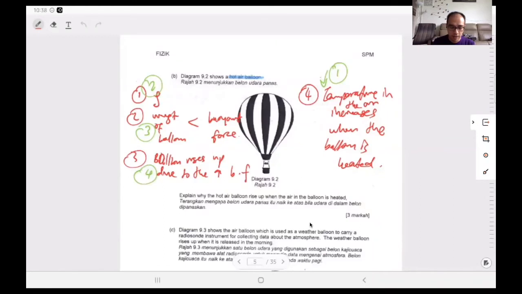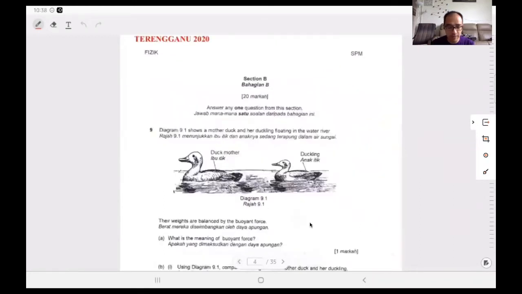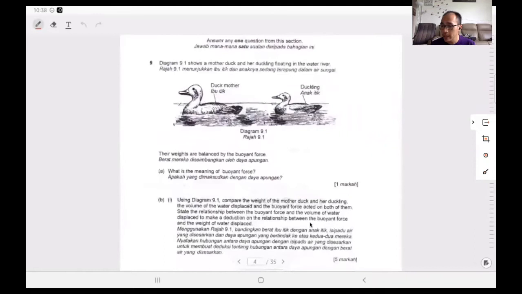All right, I want to go back to the duck question now. So what is the meaning of buoyant force? Buoyant force is an upwards force due to the weight of water displaced.